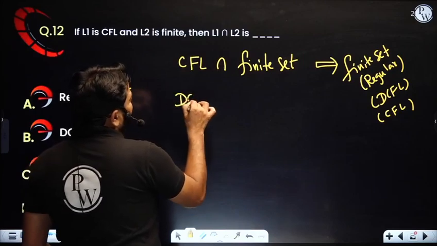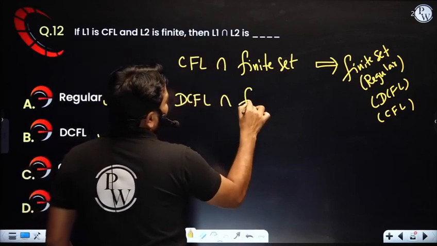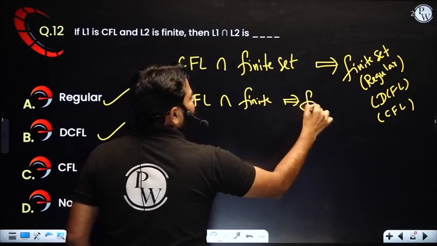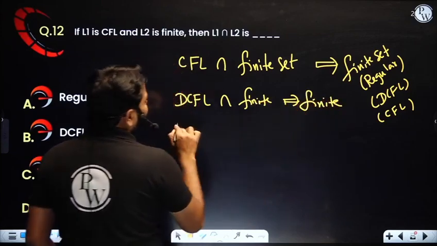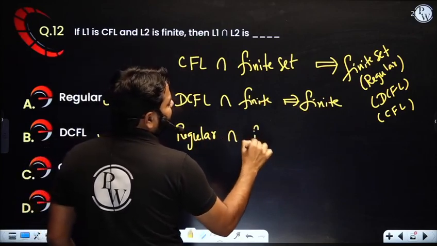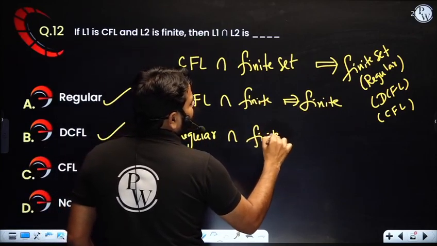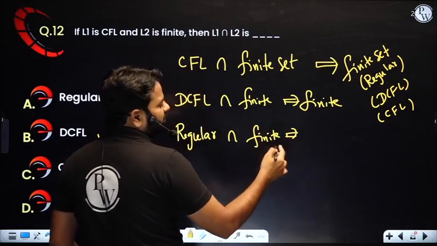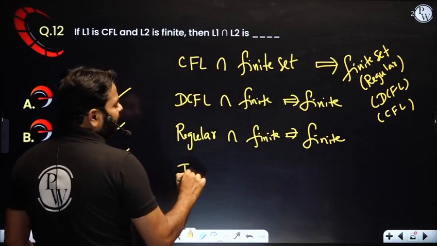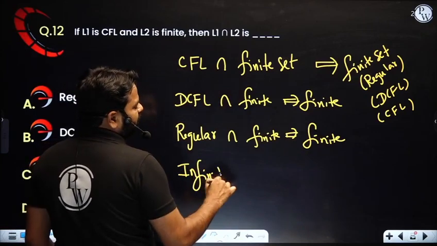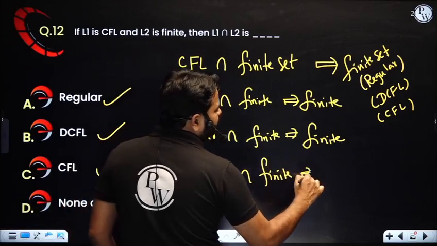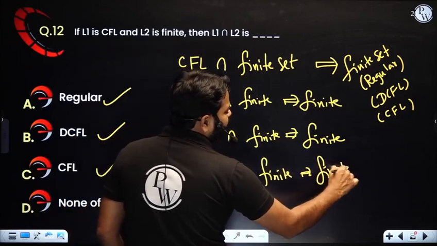Not only CFL intersection finite. In future, if I ask DCFL intersection finite, what is your answer? Finite only. Even regular intersection finite. This finite language has a very interesting property. You do not require any machine to prove it. Even an infinite language intersection finite is definitely finite.